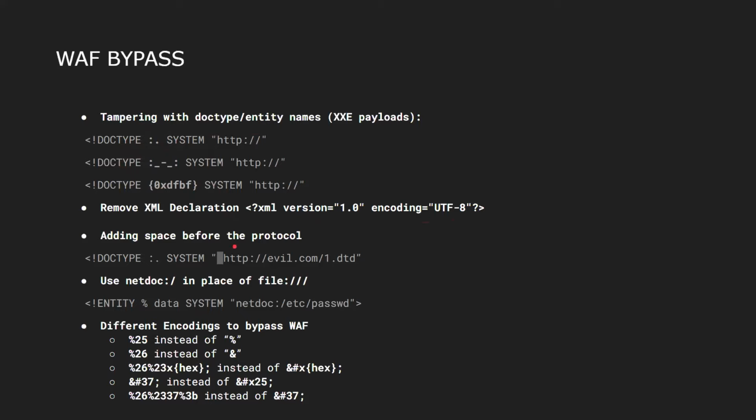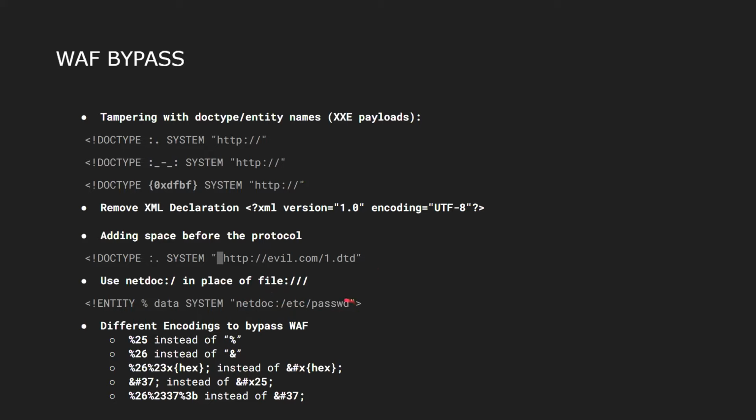This is mostly optional, and most parsers would not complain about not having it. Also, add a space just before the protocol in case WAFs are blocking protocols after the system keyword, like HTTP or FTP. You could add some white spaces before this, and it would still work and might bypass the WAF. And again, for Java-based servers, instead of file, you could use the netdoc protocol and do something like netdoc:/etc/passwd, or whatever file you wanted to read.